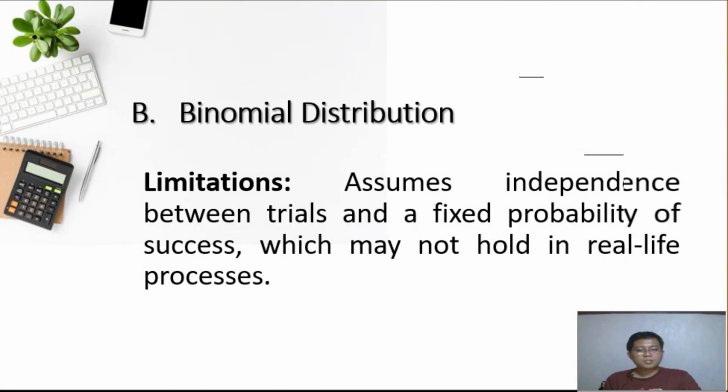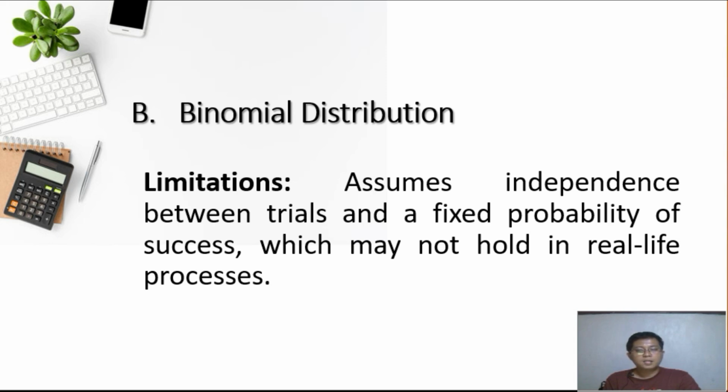What are the limitations of the binomial distribution? The binomial distribution assumes independence between trials and a fixed probability of success, which may not hold in real life. The binomial distribution assumes that the outcome of one trial does not affect the outcome of another. For example, if you flip a coin, the result of one flip should not change the chances of the next flip. But in real life, this might not always be true.